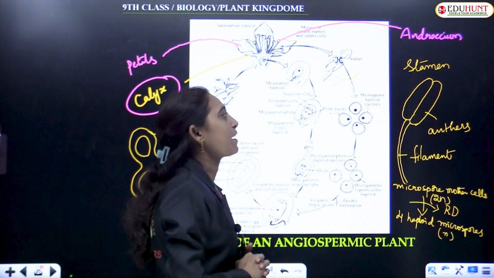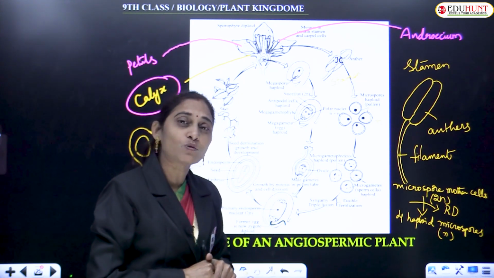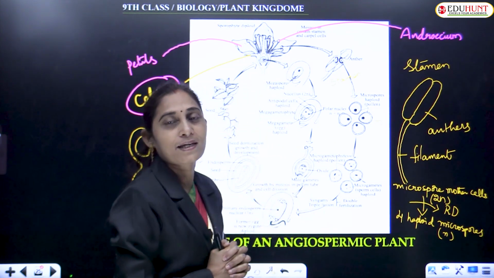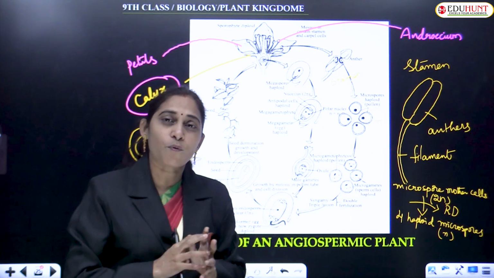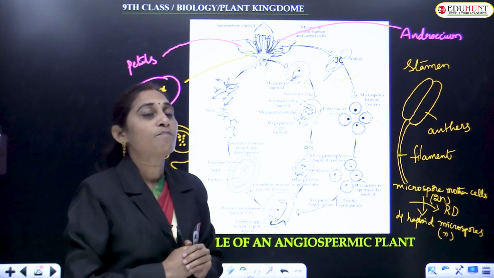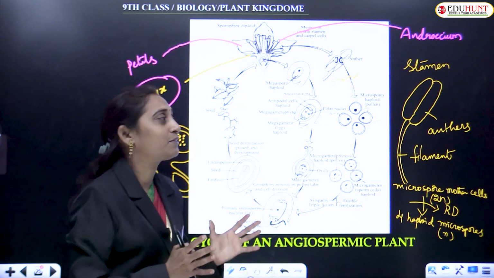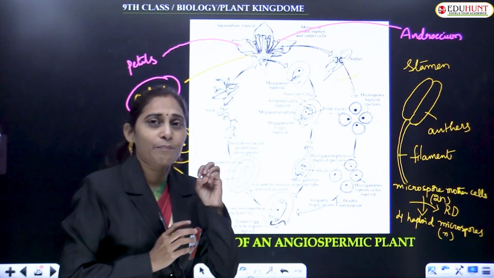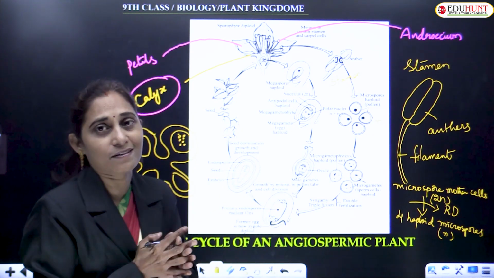There are 4 microspores, and each microspore is now termed a pollen grain. Pollen grain is nothing but microspore. Then what is the difference between pollen grain and microspore? Microspore is a spore when it is attached in the tetrad. Tetrad means the 4 haploid microspores produced from the mother cell form a tetrad.